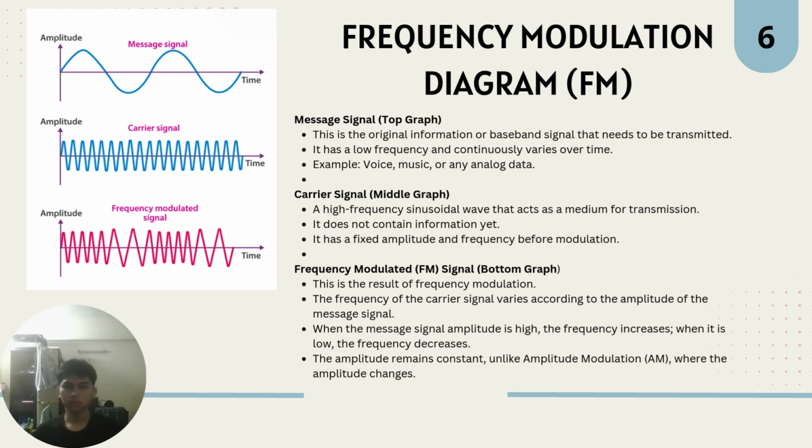Moving to slide 6, the frequency modulation diagram. The diagram here consists of three graphs. The top graph shows the message signal, the original sound or data, and the middle graph is the carrier wave, a high frequency signal before modulation. The bottom graph is the FM signal, where the frequency changes according to the message signal. A higher message amplitude means a higher frequency, while a lower amplitude results in a lower frequency. It's unlike AM, where the amplitude changes. FM keeps the amplitude constant. This makes FM more resistant to noise, which is why it is used for high quality sound transmission.